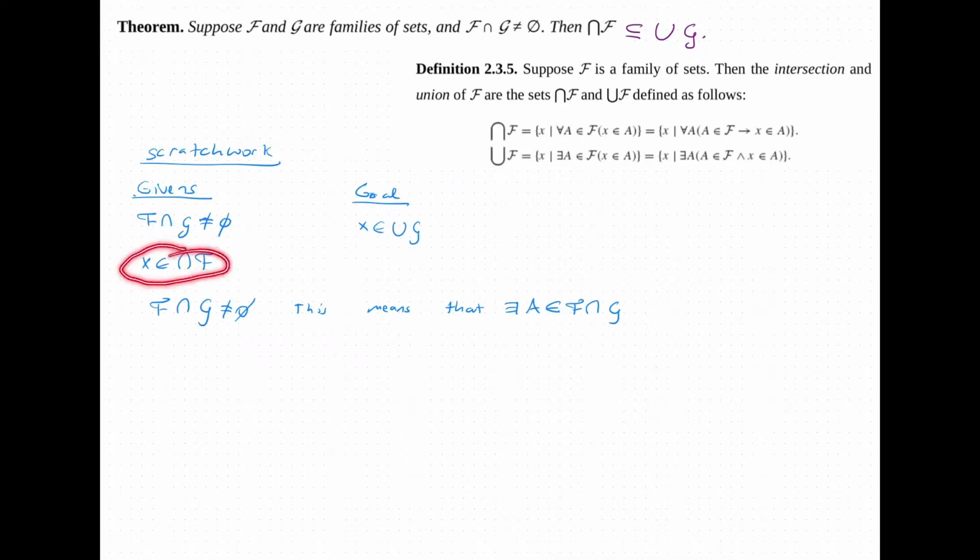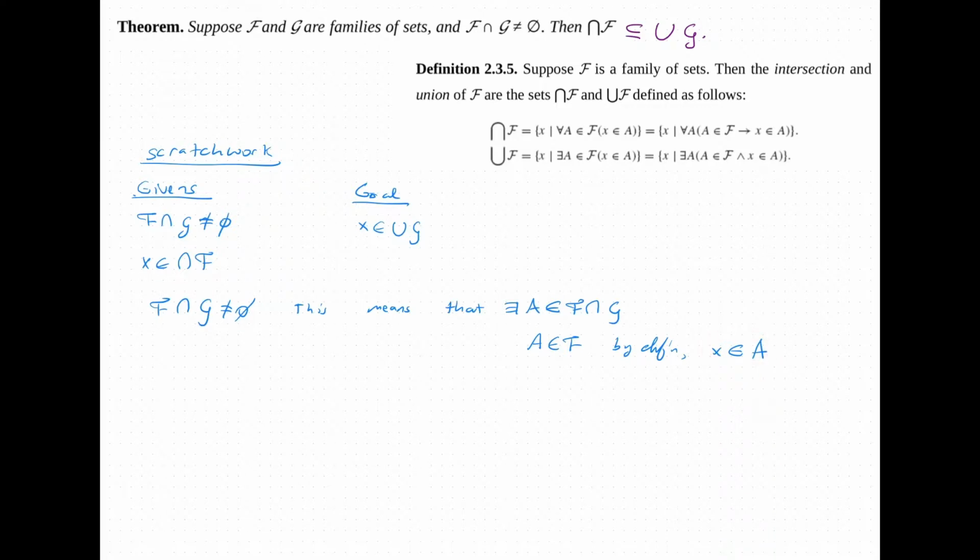Now what does it mean to be an x in the intersection of the families? Well, by definition, the intersection of the F's is the set of all x's such that for every single set A in the family, it is the case that x is in A. If we put that together, we have that A is in F, and by definition we then get that x has to be in the set A, because this is a statement about every single set A in the family F, and this is one such set. So x has to be in A.